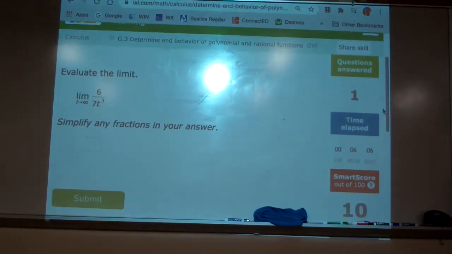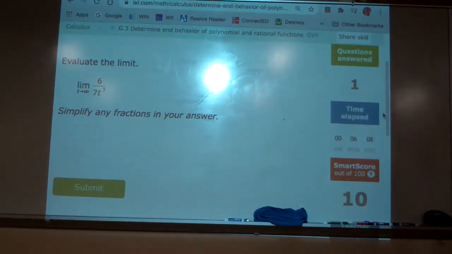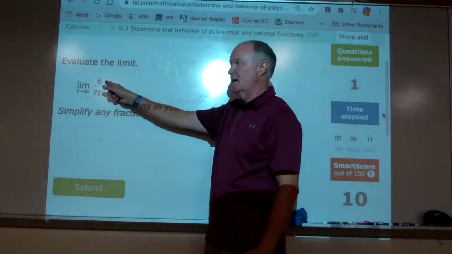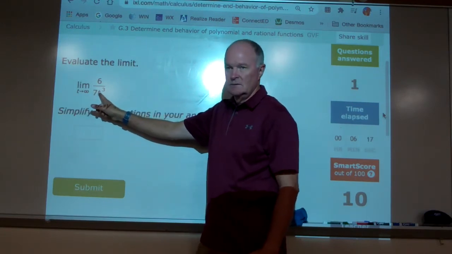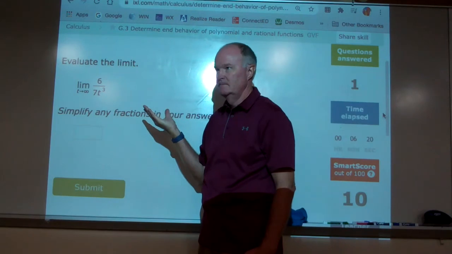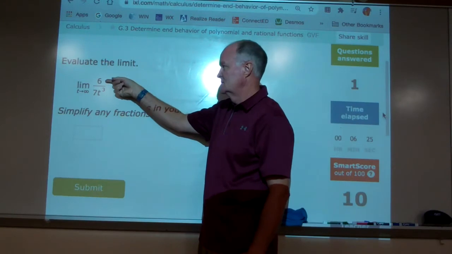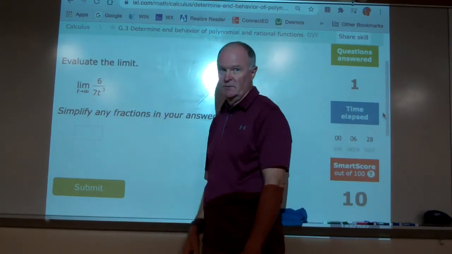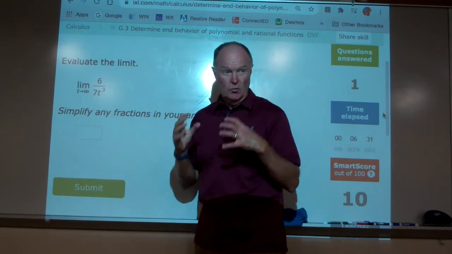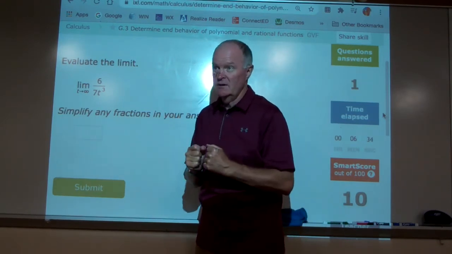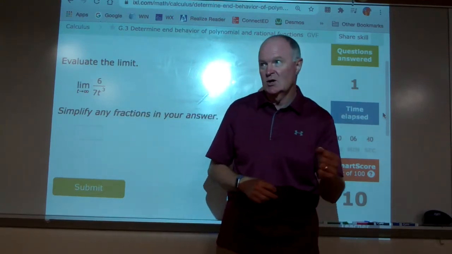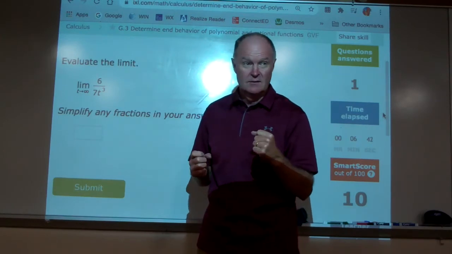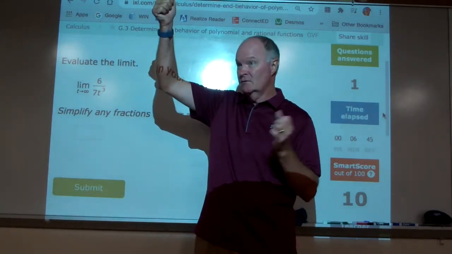Now, one like this. This is where life gets a little interesting. I got a 6 on the top, and I've got 7t cubed on the bottom. When I plug in infinity, what happens? I'm taking 6, and I'm dividing it by 7 times infinity cubed. So the bottom is really, really, really large, right? So what happens when I divide a number by something that's really, really large? What does it turn out to be? Really, really big or really, really small?